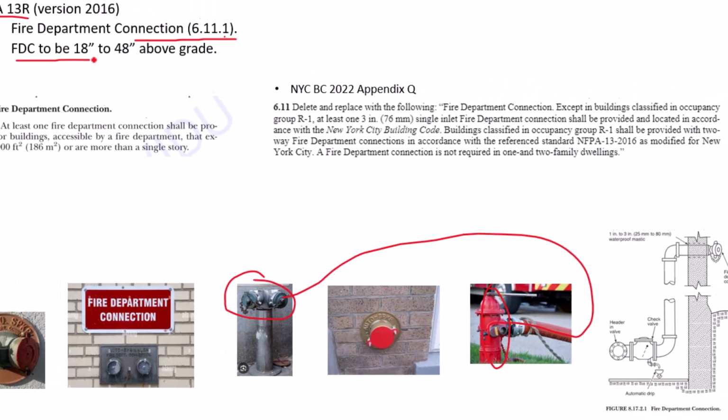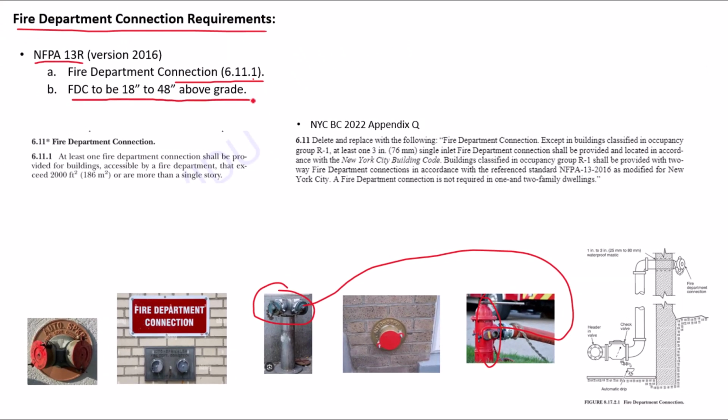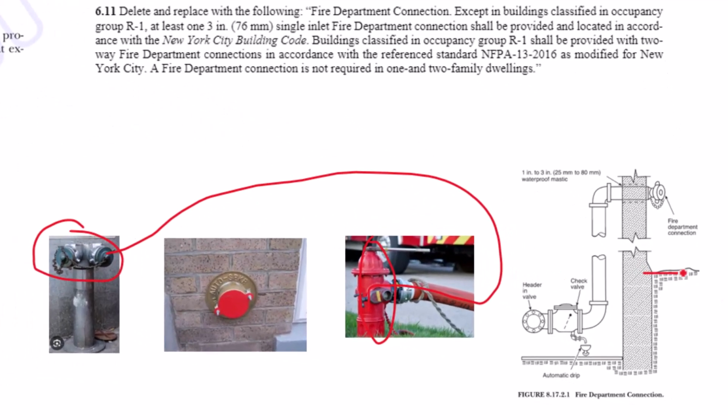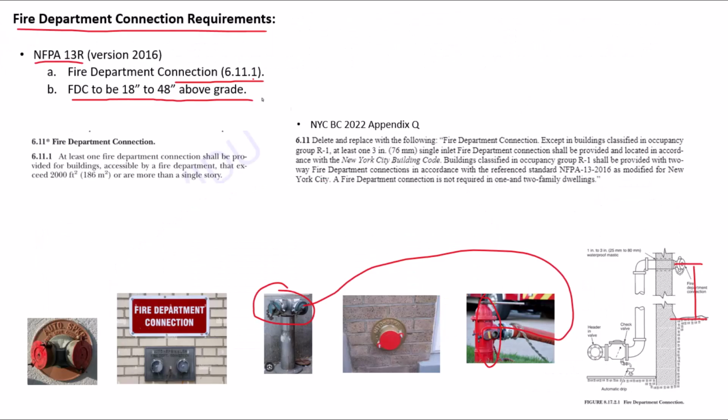The location of the fire department connection has to be 18 to 48 inches above grade. So basically from this point to this point here has to be 18 to 48 inches. And this minimum 18-inch distance is so that the fire department connection remains visible in case there is snow, garbage, plants, or some other type of obstruction. And the 48 inches is a max so that it's easy to reach. And I believe those are the reasons for that distance range.